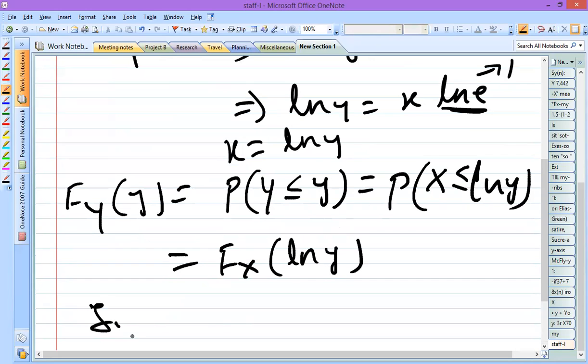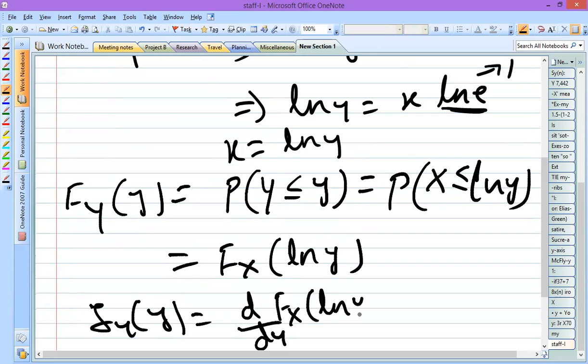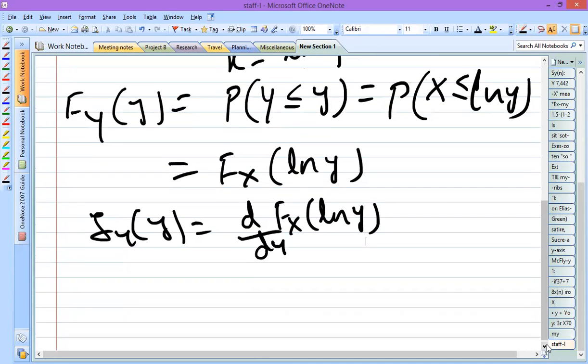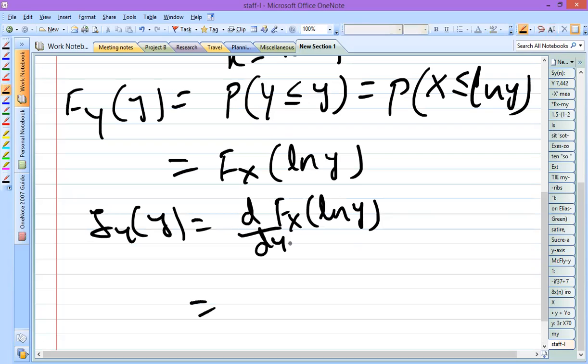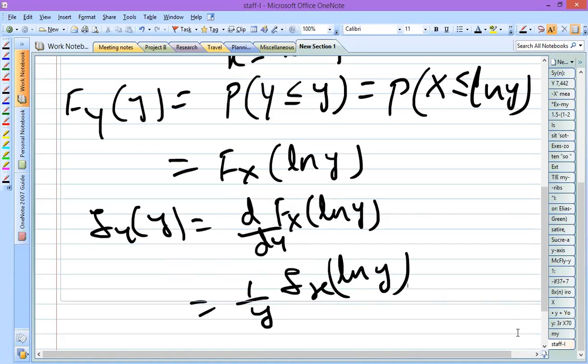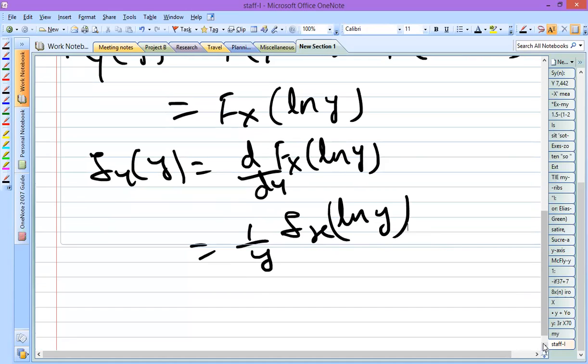Next you can get the PDF: fy of y is equal to d by dy of Fx of ln y. Every process remains the same. Only thing is you need to know how to write the equations. This is equal to, the differentiation of ln y is 1 by y, and the differentiation of the CDF is the PDF fx of ln y. Now, as it is mentioned, it is a Gaussian random variable, so you are going to replace fx of ln y in terms of the Gaussian variable.